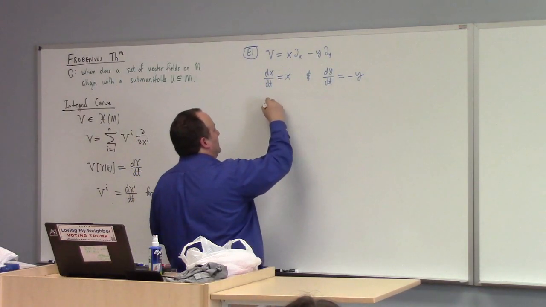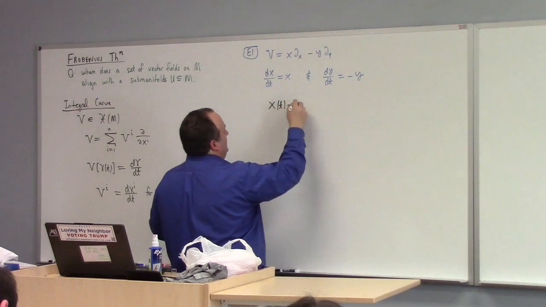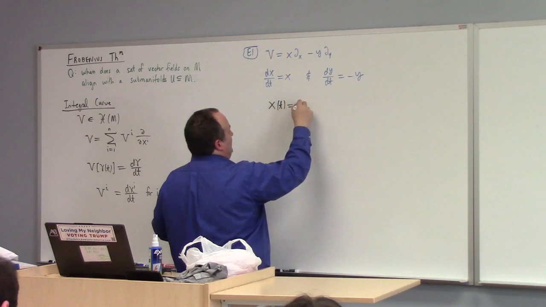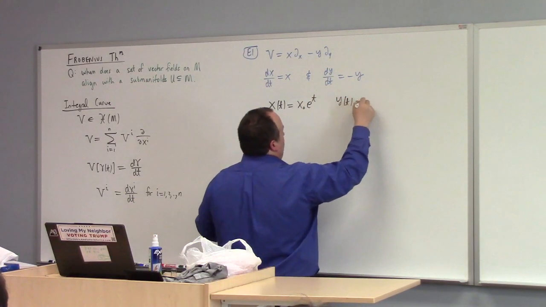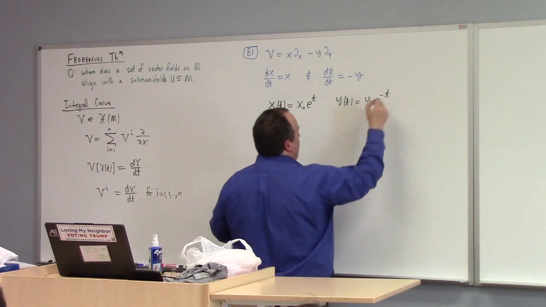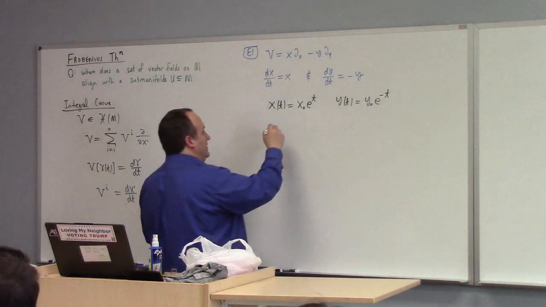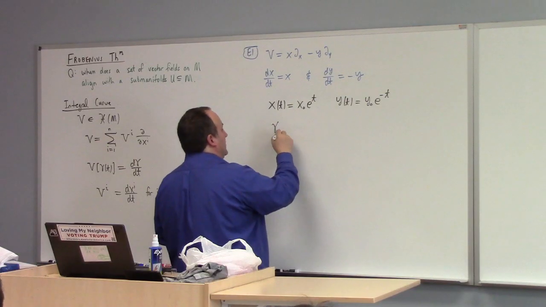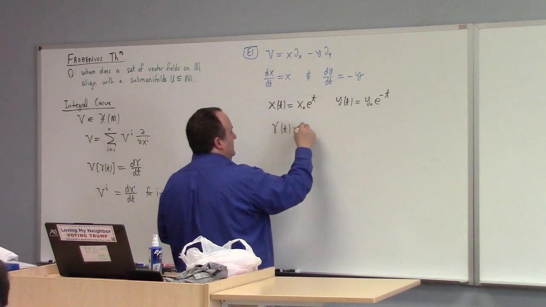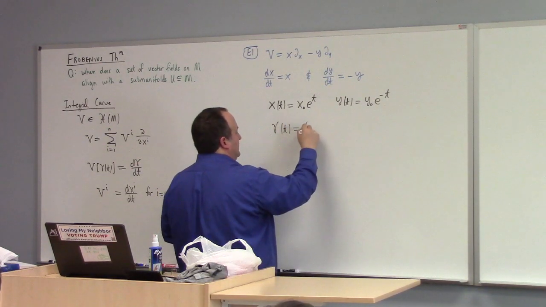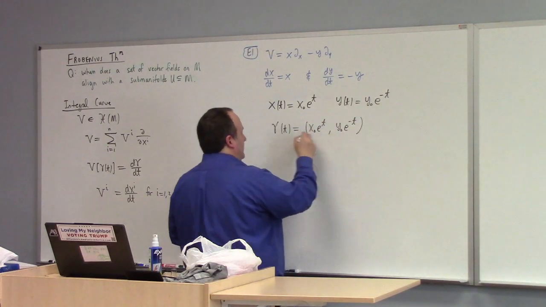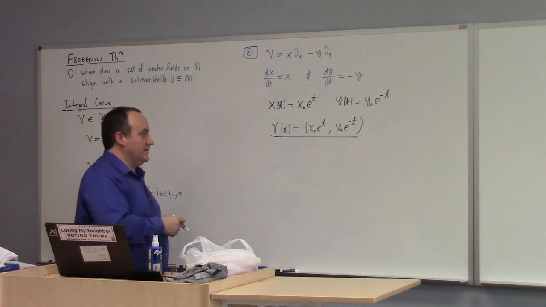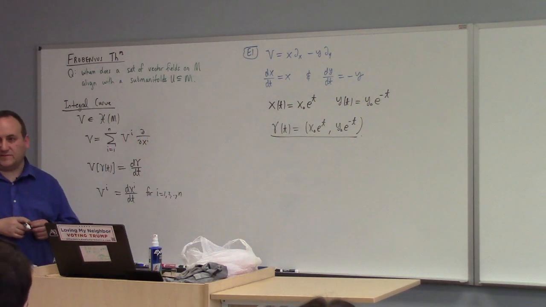Let's see here. So x of t is equal to x naught times e to the t, and y of t equals y naught e to the minus t. In particular, we could define gamma of t equals (x naught e to the t, y naught e to the minus t). There you go. This is an integral curve that goes through the point (x naught, y naught).